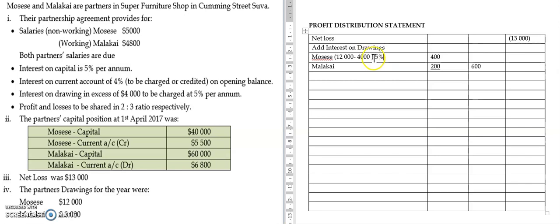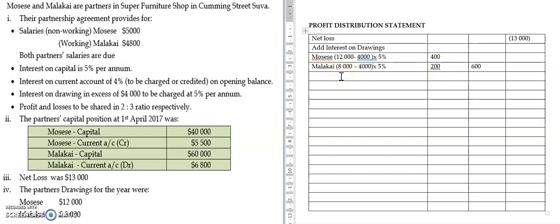So 5% of 8,000 will be Mosese's interest. That's 400. And for Malakai, Malakai has taken 8,000 minus 4,000. The extra he is taking is 4,000. On that 4,000, he'll be charged 5% interest. That's 200.